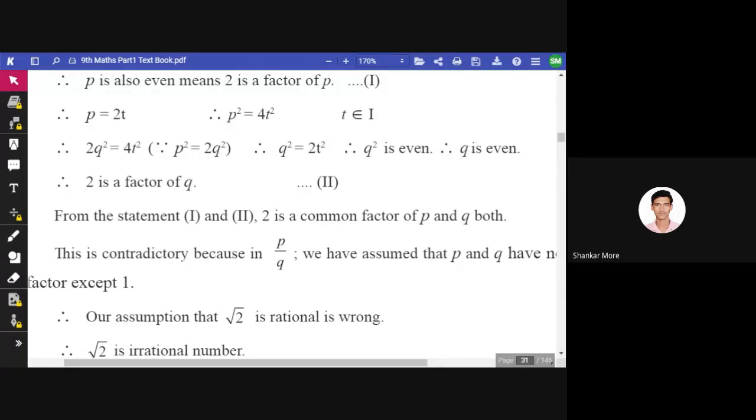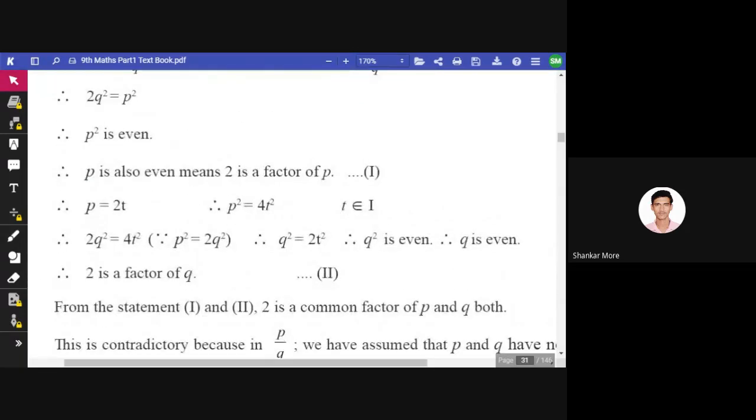Now since p square is equal to 2q square है, so p square is equal to 4t square भी है. Like see this statement and this statement, so we can write 2q square is equal to 4t square, and q square can be written as 2t square. So q square is again even. See, here also q square is even and q is even. Then 2 is a factor of q as well. सबसे पहले हमने क्या प्रूव किया कि 2 जो है वो p का भी फैक्टर है, and now we are proving that 2 is also a factor of q.